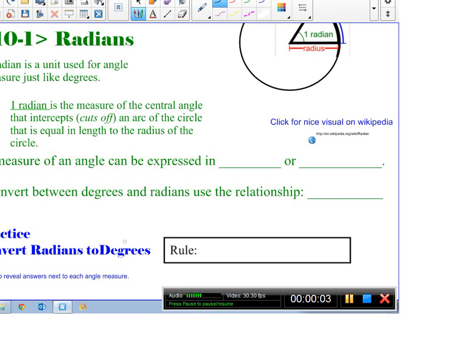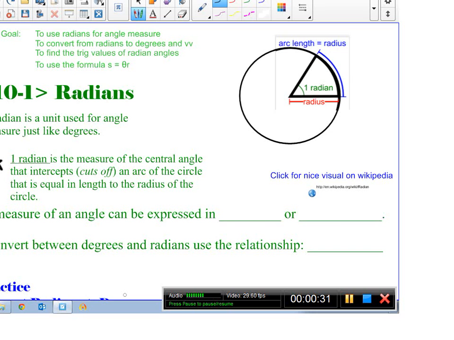In Chapter 10, we're going to start learning what radians are. So to start off, we have the definition of what 1 radian is. A radian is a unit used for angle measure, just like we've been using degrees. We say 30 degrees, 360 degrees, and now we're going to start using radians.